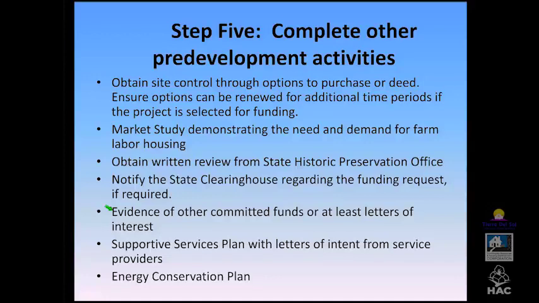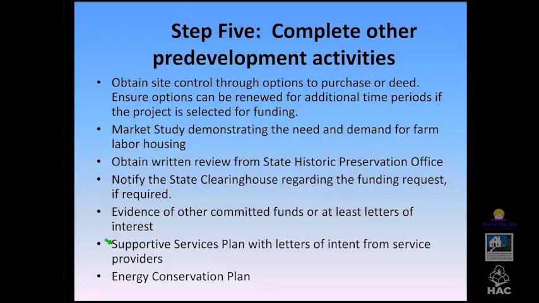Evidence of other committed funds or at least letters of interest. So let's say your home application is not until the fall and you're applying. It's always good to get a letter from the home agency that says this agency is able to apply, we encourage them, and these are the type of projects that we like to fund.